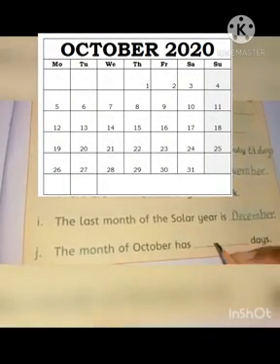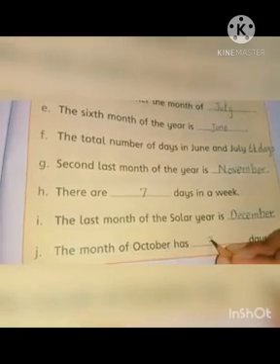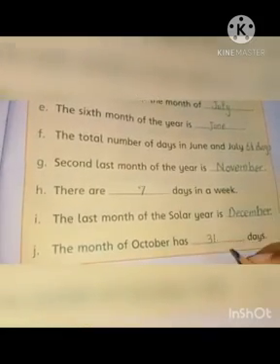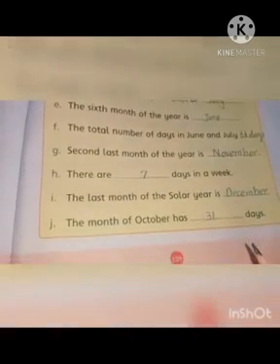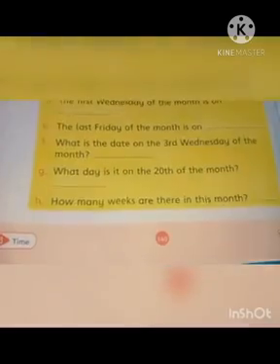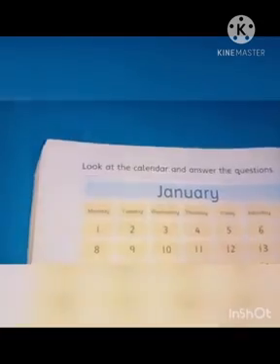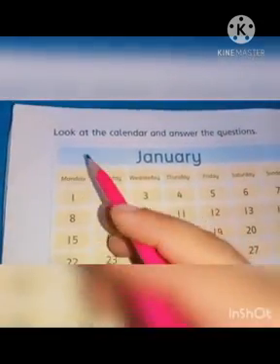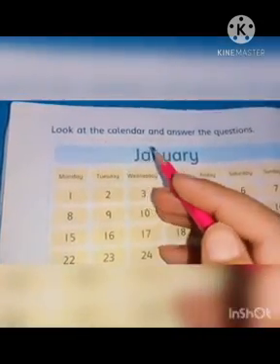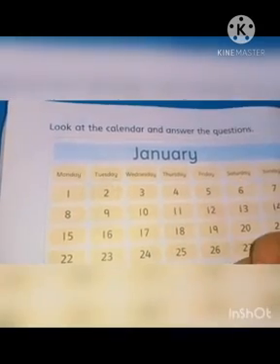31 days. So we are going to write 31 here. Students, we complete our page number 139. Go for the next page. Here we have page number 140. And here we have the statement. Look at the calendar and answer the questions.